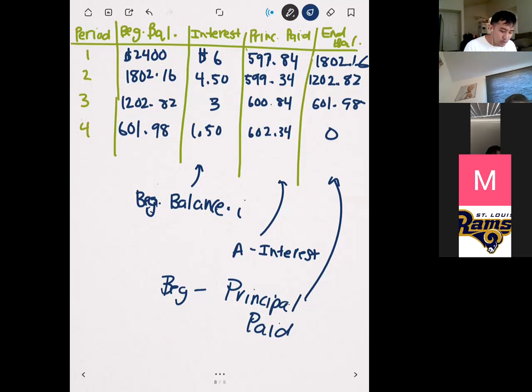Any questions on this? Would you mind saying again how we get the beginning balance? It's decreased by almost 600. Right, so the beginning balance is going to be the same as the ending balance of the previous period. You can see here at the end of period 1, our ending balance was 1,802.16. And then we just put that as the beginning balance of the next period right there. And that's how much we're going to pay off. Okay, thank you.